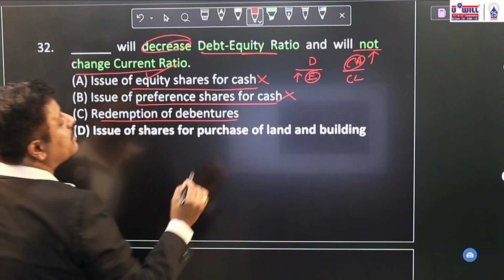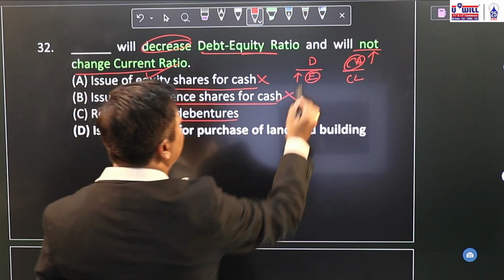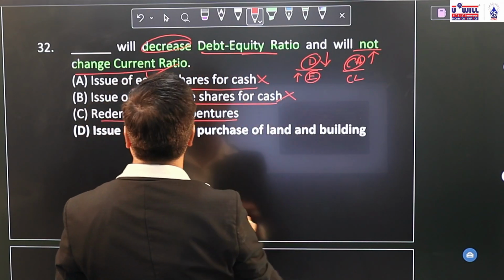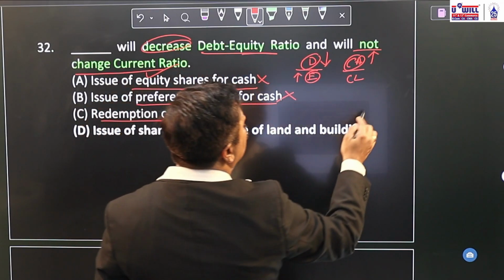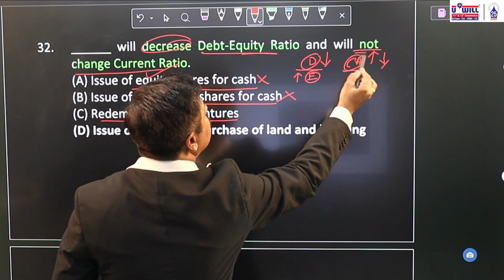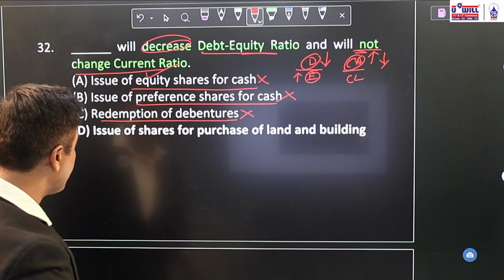Redemption of debentures means debt will decrease. So debt equity ratio will decrease. Yes. And cash will go out. So current ratio will also decrease. So again, this no change does not get satisfied over here.